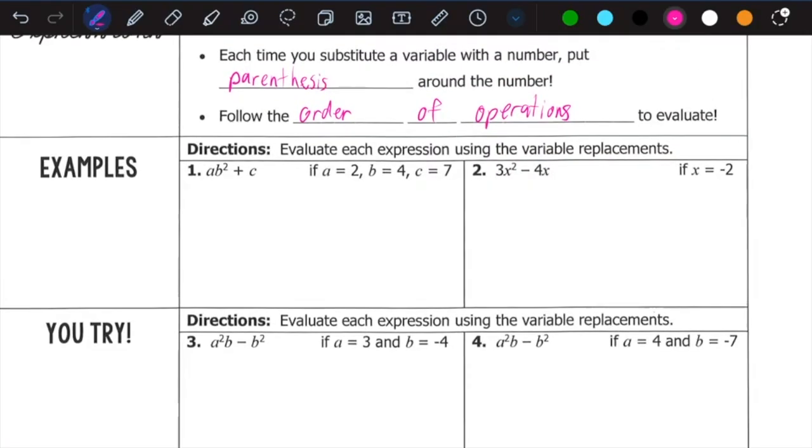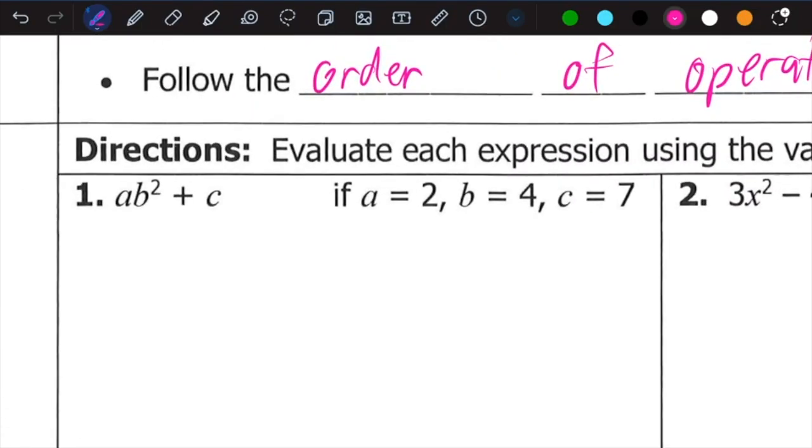So these are going to be basically the same type of examples as we just saw with an added step. So instead of starting with just numbers here, now we're starting with variables, and we're supposed to evaluate it using the variables that we're told. So we're told here's the expression, and then here's additional information. We're told A is 2, B is 4, and C is 7. So since A equals 2, we could just as easily write 2 in place of A. And since B is 4, we could just as easily write 4 in place of B.